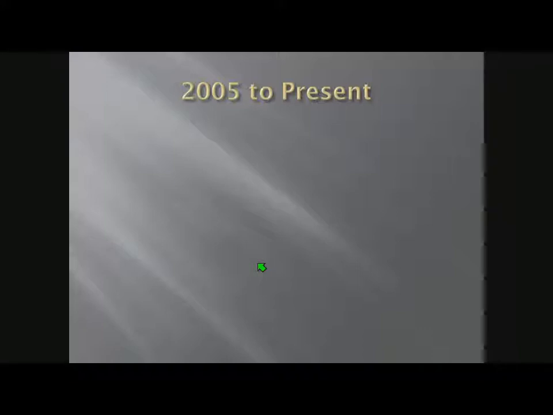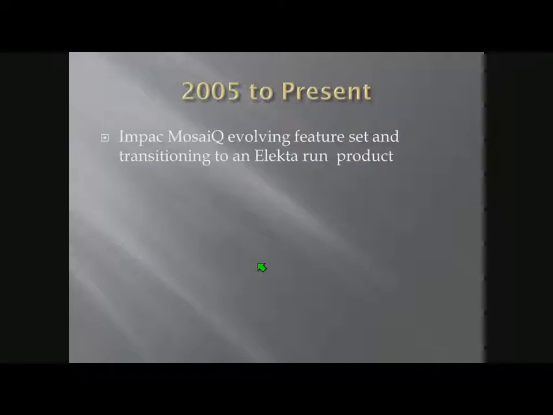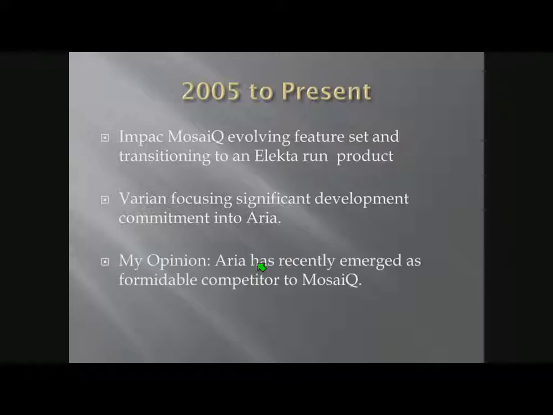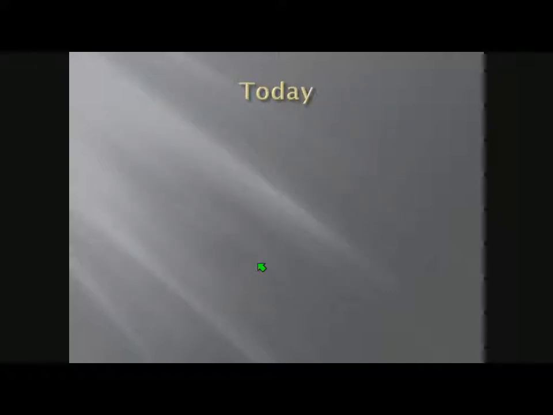I'm going to lump 2005 to present into one slide and say that, from my perspective, Impact's Mosaiq, or Elekta's Mosaiq, has continued to evolve its feature set and transition to an Elekta-run product. Varian has focused, as I think we would agree, significant development commitment into Aria. And in my opinion, Aria has recently emerged and caught up as a very formidable competitor to Mosaiq. So I'm laying the landscape for today.